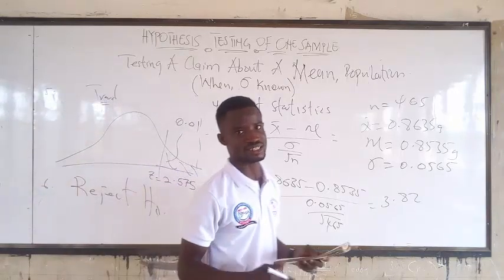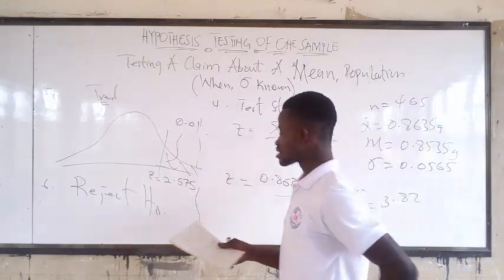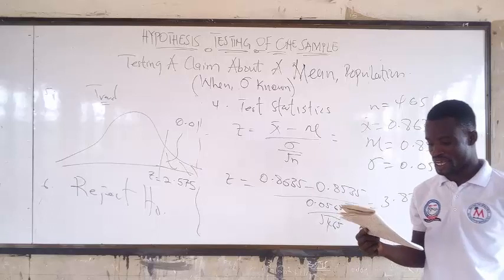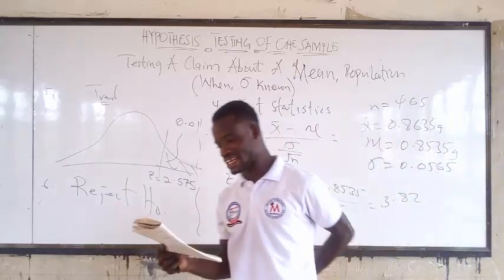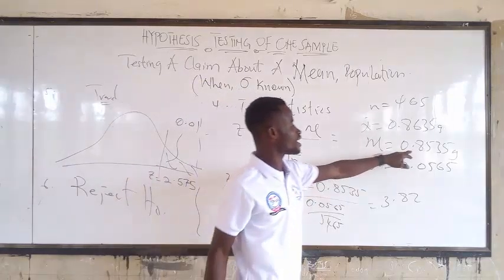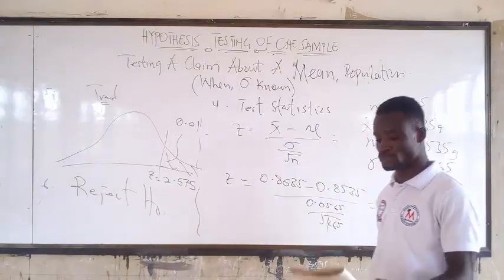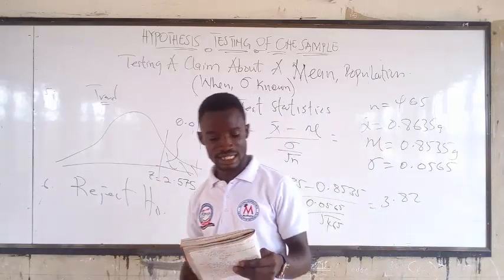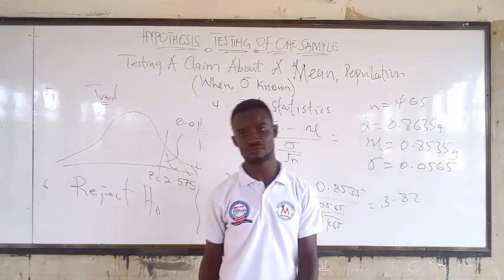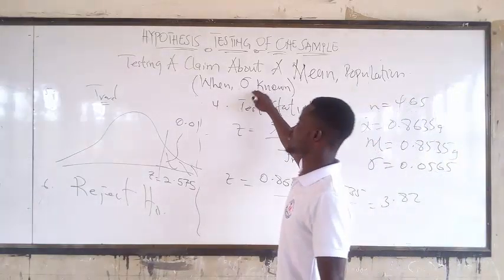Then the seventh stage is that you conclude from what you have. Since you have rejected, that means you have enough evidence. So there is enough evidence that the mean weight is greater than 0.8535 grams. The conclusion is just simple, and you are done. Okay, so this is when the population standard deviation is known.